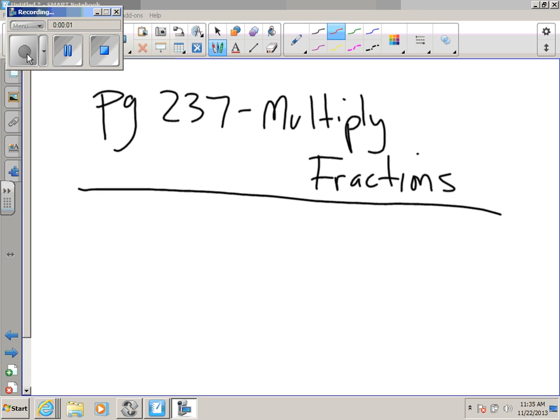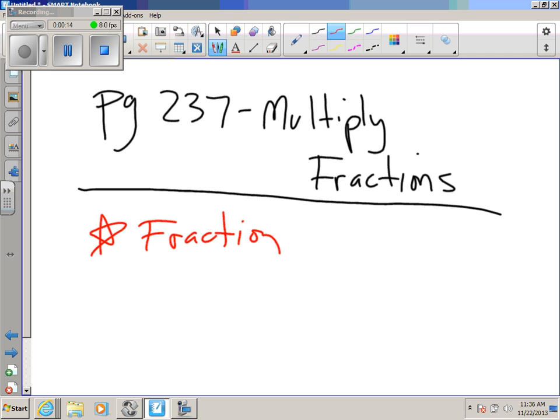Okay, when we added and subtracted with fractions, we needed to make sure that they had common denominators. When we multiply or divide with fractions, everything has to be in fraction form. Okay? Everything has to be in fraction form.